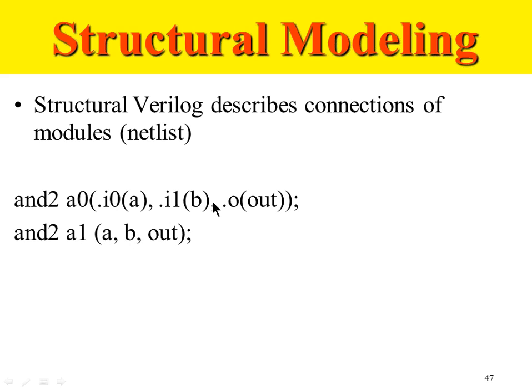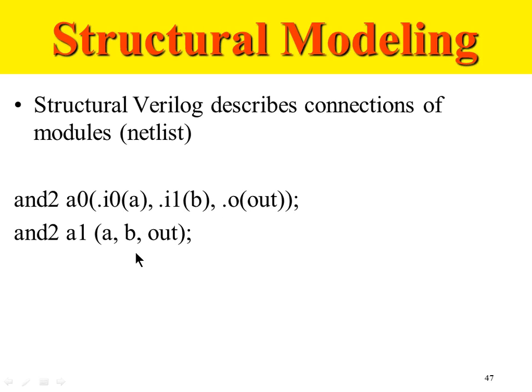You should use this method every time, because in this case, you have to remember that I0 was the first port declared, I1 was the second port declared, and O was the third port declared. If you interchange this, if let's say I say B comma A comma out, then B will go to the I0 input port, A will go to the I1 input port, and out will go to O.